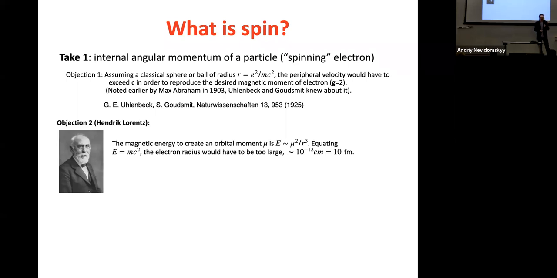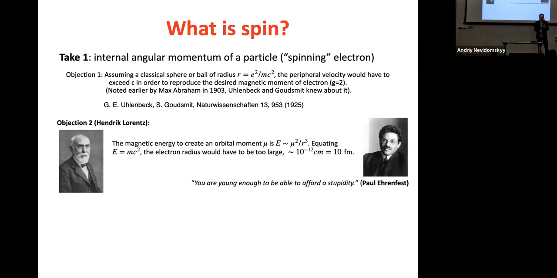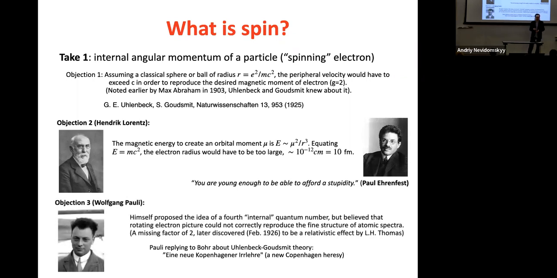But the criticism was so severe, and it was a polite criticism, but it was so striking that Uhlenbeck and Goudsmit wanted to retract their paper, which was already submitted. To which the advisor said the following: you're young enough to be able to afford the stupidity. So this is something that I think every PhD advisor should tell their students. Don't be afraid to make mistakes. Sometimes cool mistakes come with great results. Now, perhaps the staunchest critic of all of this was Wolfgang Pauli, who was famous for not mincing his words. And he said, essentially, it's another Copenhagen heresy. I guess he didn't like Niels Bohr very much.